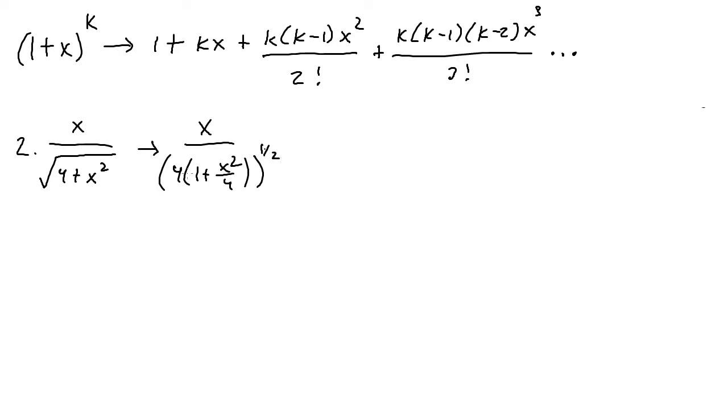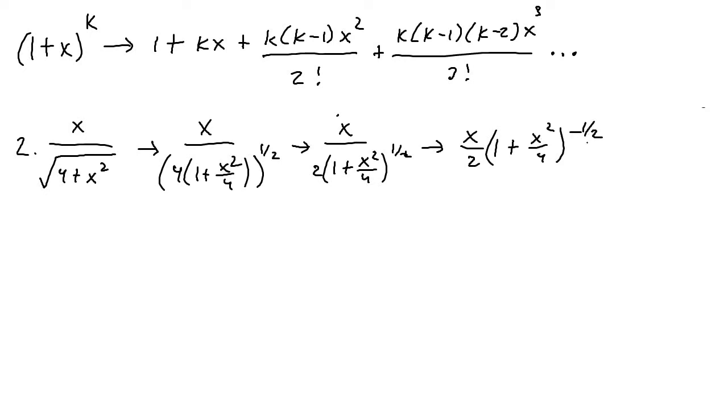And so we can distribute the 1/2 to both of these. And so 4 to the 1/2, or the square root of 4, is basically 2. So we'll get x over 2 times 1 plus x squared over 4 to the 1/2 power. So now I can treat x over 2 like a constant and bring it out to the front. And then I'll move the exponent up. So we'll get 1 plus x squared over 4 to the negative 1/2 power.